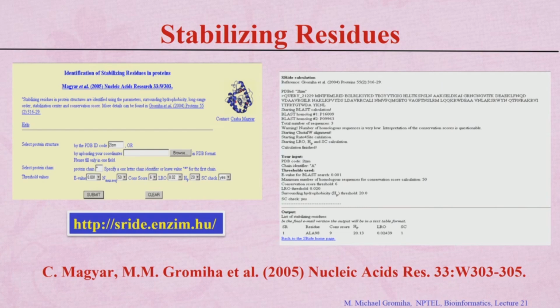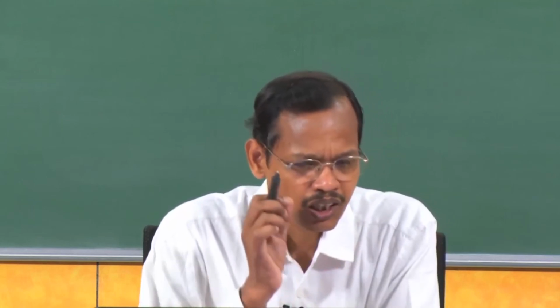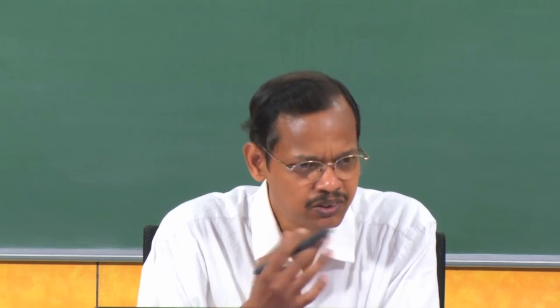Then the threshold values are not fixed, because we give the option to select the threshold values. You can use the E value mainly for the alignment, and the conservation score, long range order, hydrophobicity or stabilizing center. You can give these values, and then you can get the residues identified as stabilizing residues in any protein structure. When they developed this program, they started with the TIM barrel proteins, because they have specific characters, then extended to different types of proteins. Now you can use it for any protein: give these threshold values and your PDB ID, and you can get the stabilizing residues for any particular protein.